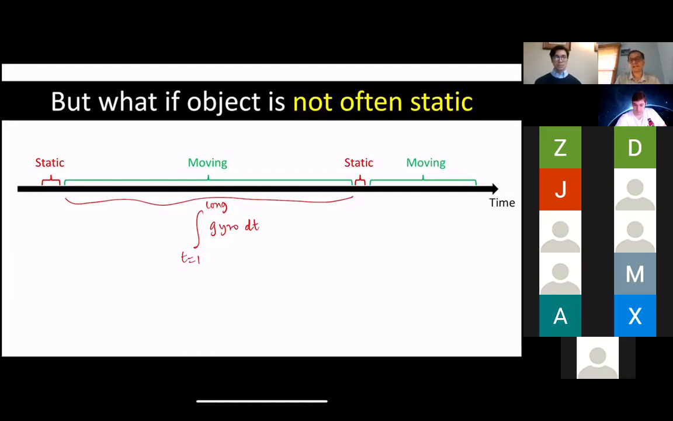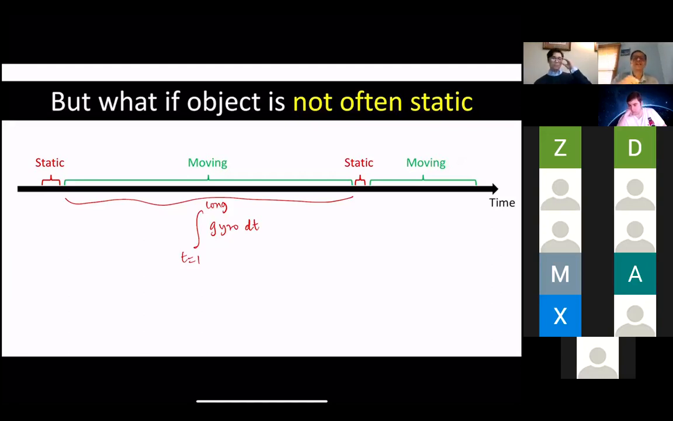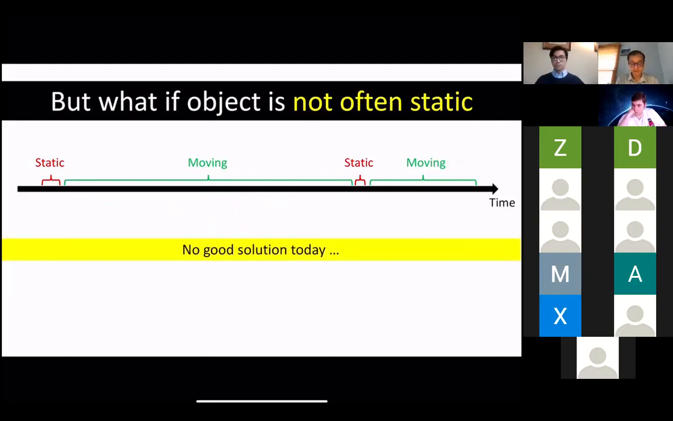Yeah, exactly. But what I'm saying is, if you somehow knew you were in free fall, magically you have that information, then free fall becomes an easy case because the free fall's trajectory is very deterministic. Good. Okay. So no good solution today for this case.